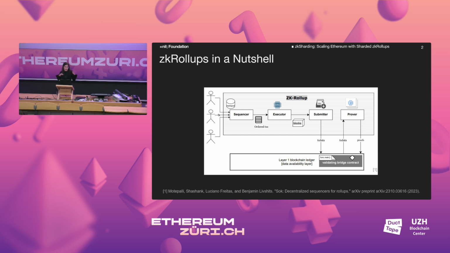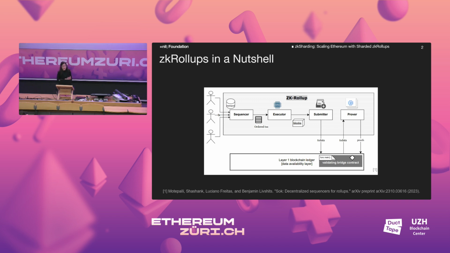But before diving in detail into all these motivations and zkSharding, I just want to explain what a zkRollup is. I'm sure most of you know, but just as an introduction, let me talk about this. So in a zkRollup system, we have zkRollups because layer 1 wants to outsource its execution. And here, zkRollup gives that service to layer 1. And basically, it consists of key components such as sequencer, executor, submitter, and prover.